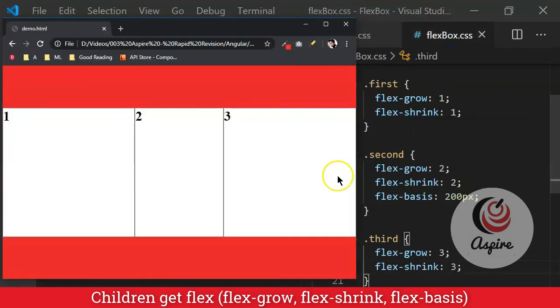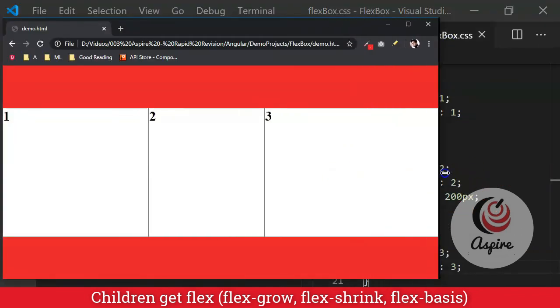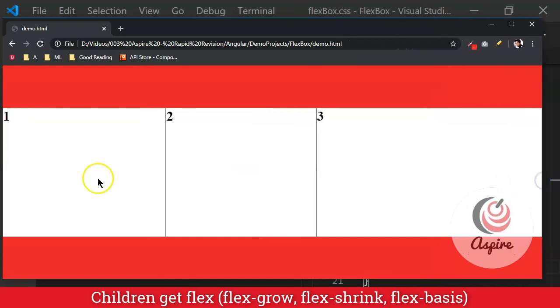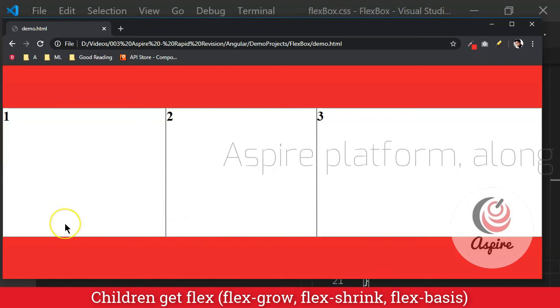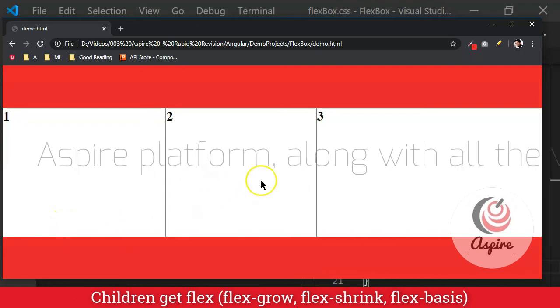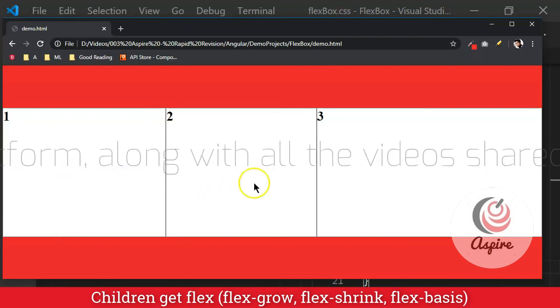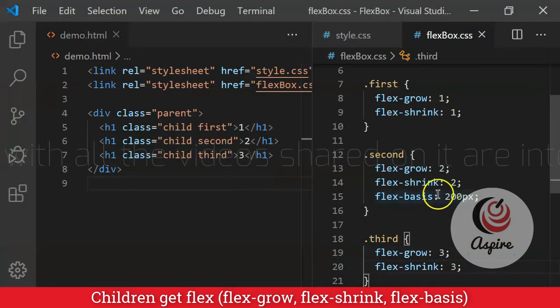Now let us see what happens when I grow it. Everybody grows, 1 also grows, 2 also grows, and 3 also grows. But the growth of 1 is, let us say, 1x, then 2 grows twice as much and 3 grows thrice as much. But the initial width of 2 is only this much, and that is why even after growing twice as much as 1, you will see that the total width of 2 might be a little smaller than 1. It is because it started with a lesser initial width. So this is what you can do using flex basis.